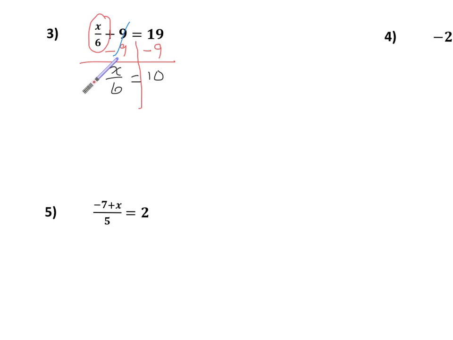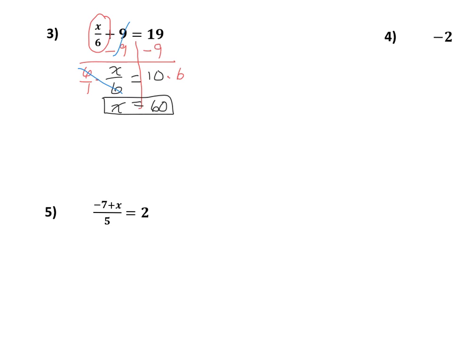Then from here, x is currently being divided by 6. So to undo division, we need to multiply. And we're going to multiply out to the side, 6 over 1, because x over 6 is a fraction. And on the right side, we're going to multiply by 6. I just didn't put it over 1 because 10 is not a fraction. The 6's here cancel, and you're left with an x on the left equals, and then 10 times 6 is 60.